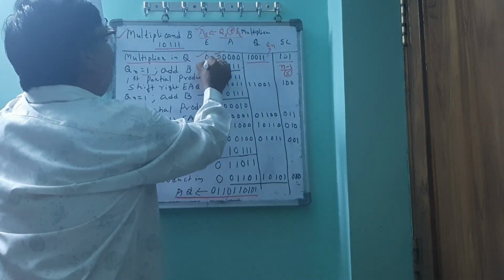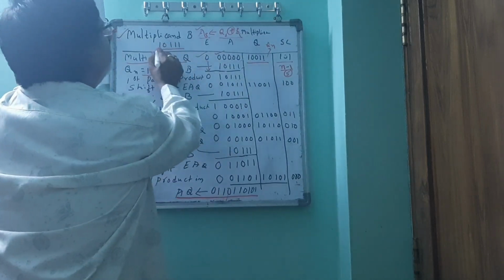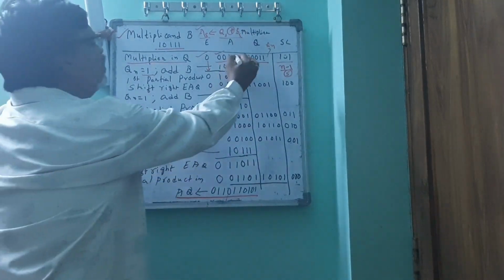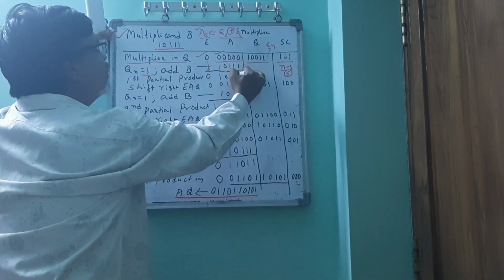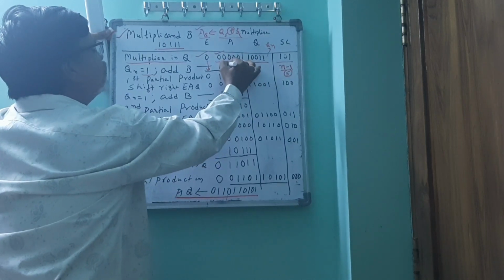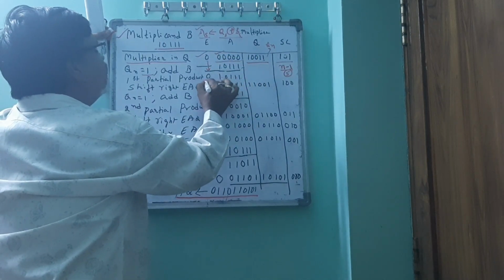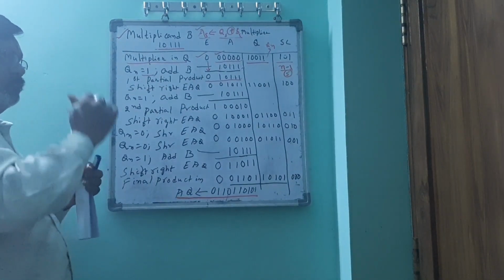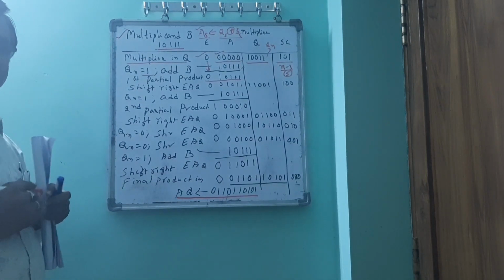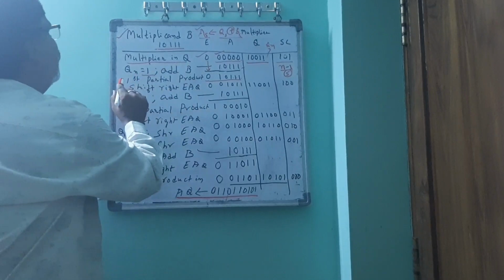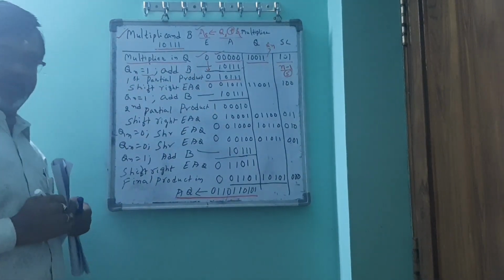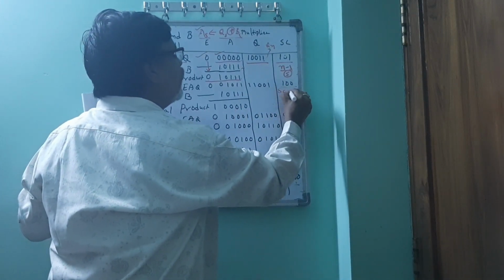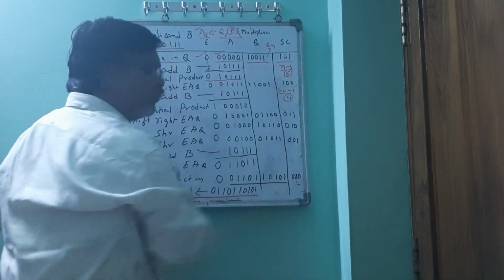So here E is written as 0, B is 10111. Initially the A value will be all zeros. So 0 plus 1 is 1, 0 plus 1 is 1, 0 plus 1 is 1, 0 plus 0 is 0, 0 plus 1 is 1. So this is the first partial product for us. After checking the first bit of your Q, performing the addition will get you the first partial product. After performing this, the SC value is decremented by 1, so it becomes 4.